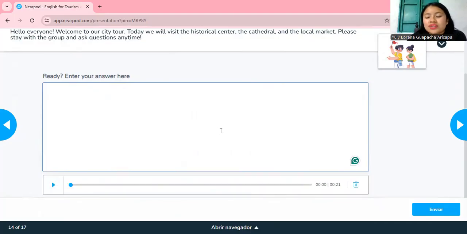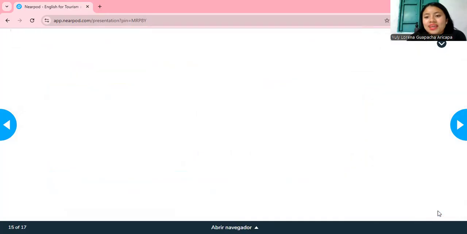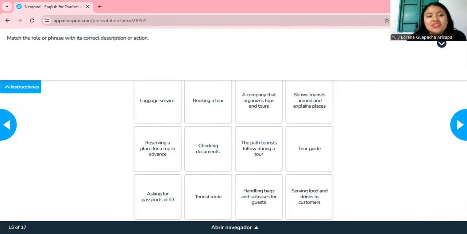And then you send the audio. And this is all. So now we can find the final activity. Students will review and check their understanding with a matching activity that will connect the tourism roles and concepts with their correct definitions. So match the role or phrase with its correct description or actions.